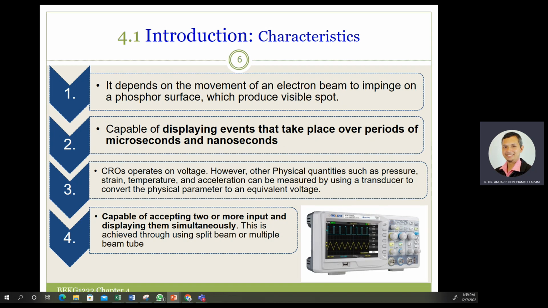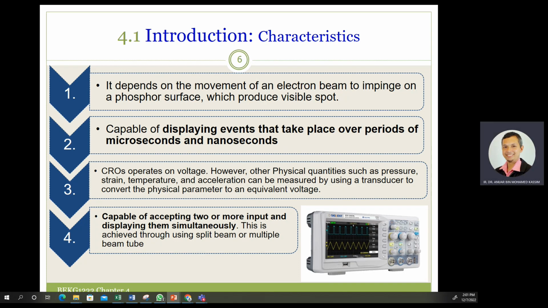Okay, as a characteristic of the oscilloscope, it depends on the movement of an electron beam to impinge on the phosphor surface, which produces a visible spot. To display the visible spot, an electron beam comes from the CRT, the cathode ray tube, and strikes the phosphorus surface inside the CRT, reproducing the visible spot on the screen of the oscilloscope. It is capable of displaying events that take place over periods of microseconds and nanoseconds. We can capture the time taken of the signal in microseconds and nanoseconds, based on what we set, based on the trigger or the time.